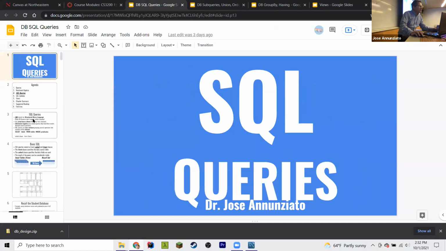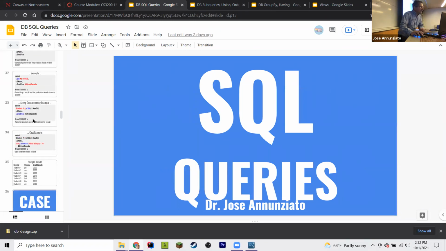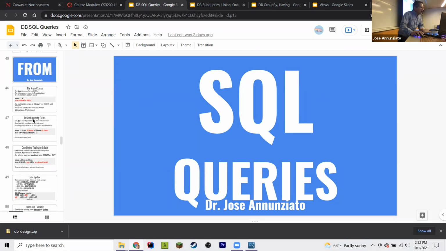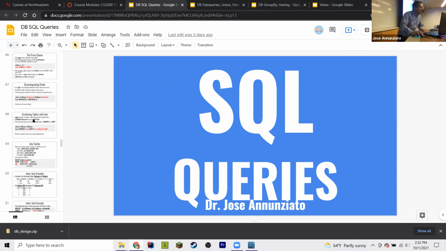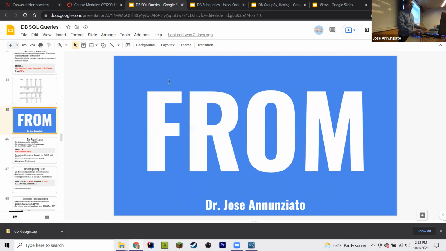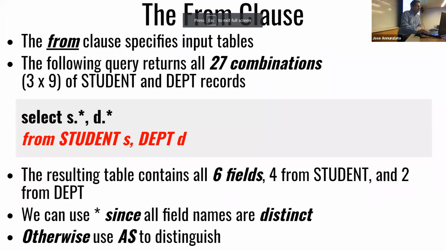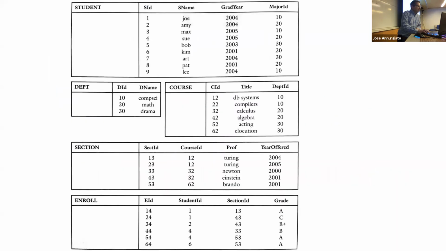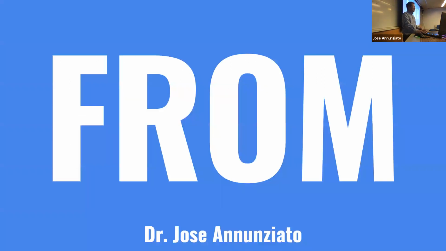All right, so SQL queries, I believe we had gone through most of this. Select, case, from, let's see how far we got. I think we ended up at equivalent if expression. Where is it? Equivalent if, okay. Oh, this one right here, yes. I think we were just going to start from the from.